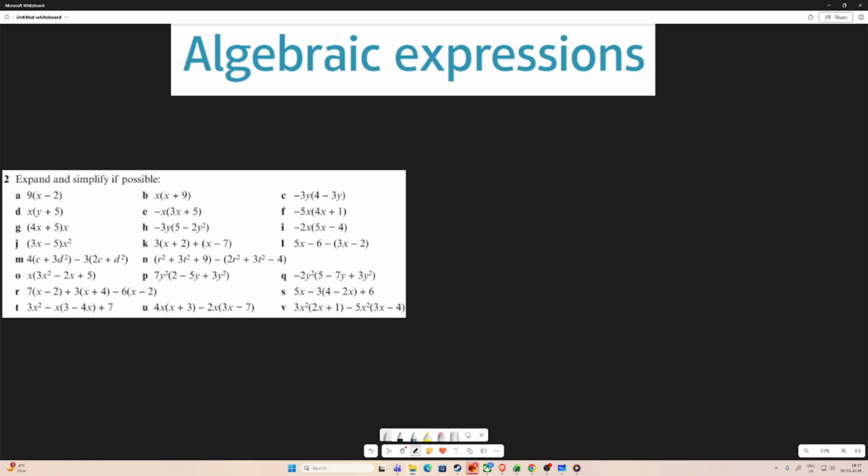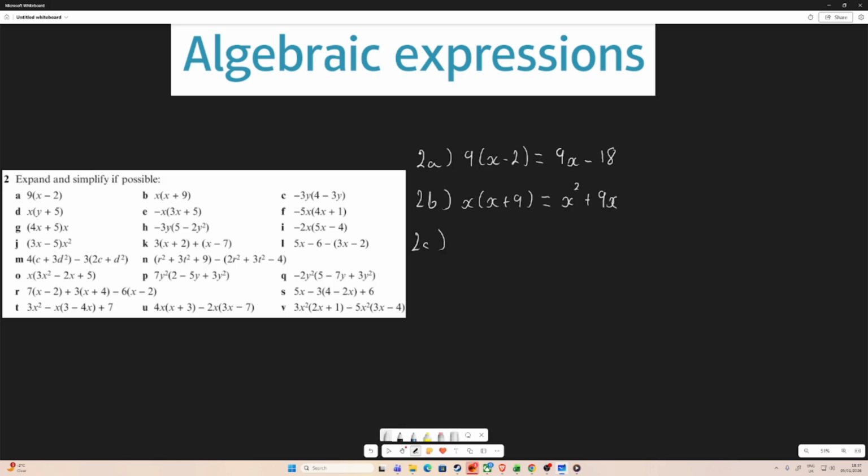Okay, so let's start 2a. Well, we're expanding now, so 9 into x minus 2. We'll multiply everything in the bracket by the coefficient of 9, so that will be 9x minus 18. Okay, 2b, we have x into x plus 9. X times x is just x squared. X times 9 is 9x.